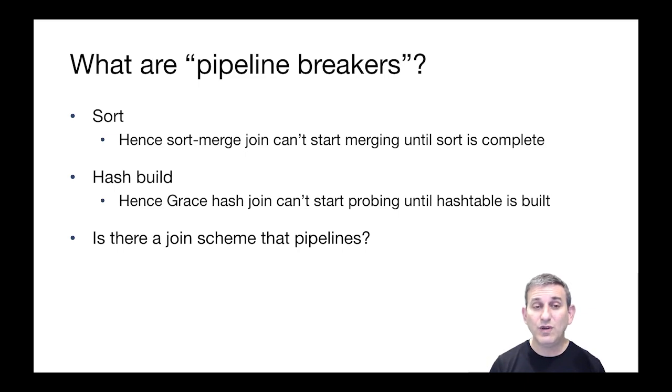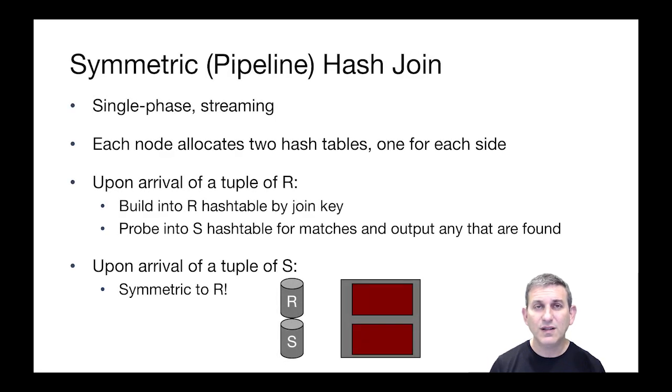And so we might ask, could we build a join scheme? Could we invent a join scheme that is fully pipelining and has no pipeline breakers at all? And the answer is yes. It's called the symmetric or pipeline hash join, and I alluded to it earlier. It's a single phase algorithm. It's fully streaming, and it works like this.